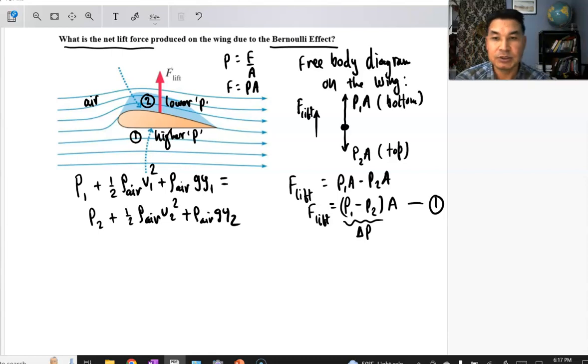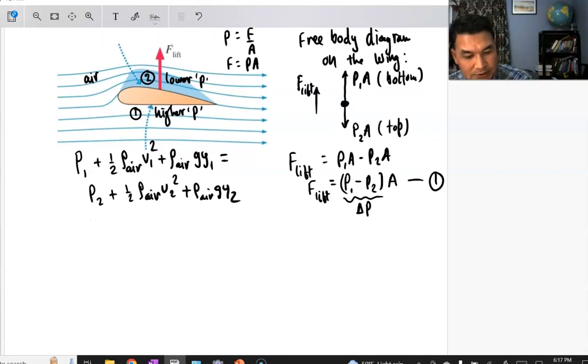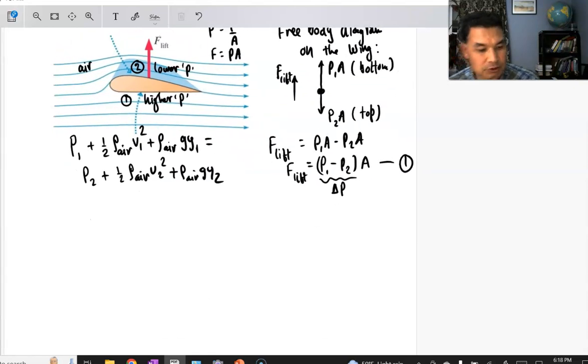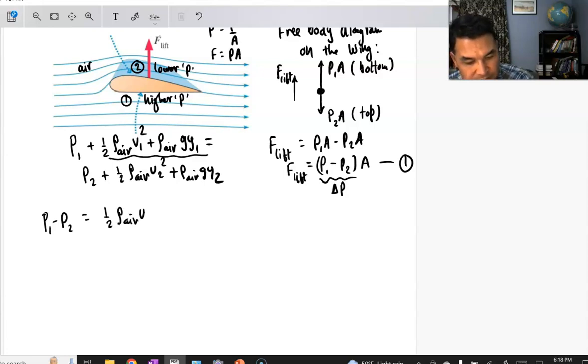That's simply Bernoulli's equation. So our main job is to find the pressure difference P1 minus P2 from this equation, right? So you just need to play with this Bernoulli's equation and rearrange it. I need P1 minus P2, so I can bring this whole thing to the right hand side. That gives me 1/2 density of air, V2 square, minus 1/2 the density of air, V1 square, plus the density of air, g Y2, minus the density of air, g Y1.